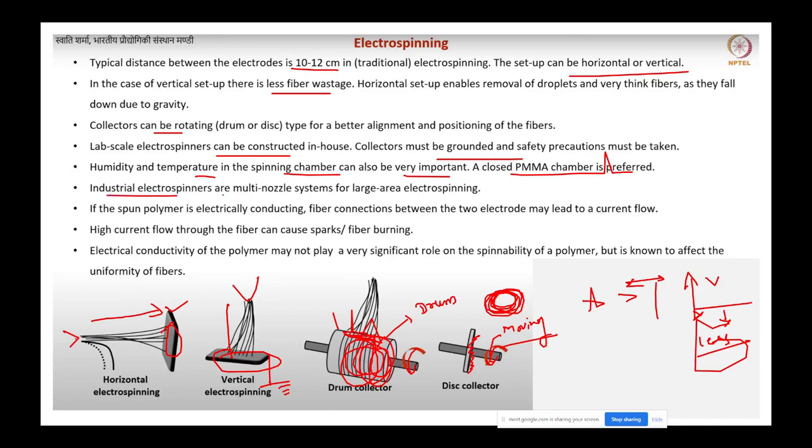Now the industrial electrospinners are a multi-nozzle system for large area electrospinning. If the spun polymer is electrically conducting, for example, if your polymer is conductive, fiber connection between the two electrodes may lead to a current flow. If it is conductive, then there are chances of current flow. Now, the high current flow through the fiber can cause a spark or fiber burning. So suppose if it is very highly conductive, then there is a chance of a high current flow, and due to that there is a chance of burning or sparking.